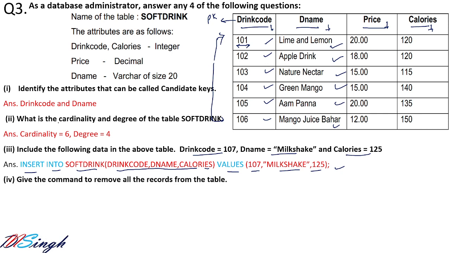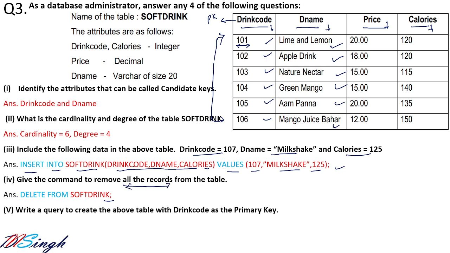Next is give the command to remove all the records from the table. So for removing all the records from the table, the delete command is used to remove the records from the table. But remember, we want all the records to be removed. So for that purpose, if we do not specify any condition, it will be applied on all the records. So delete from soft drink, that's it. We don't want where here because we want all the records to be deleted.